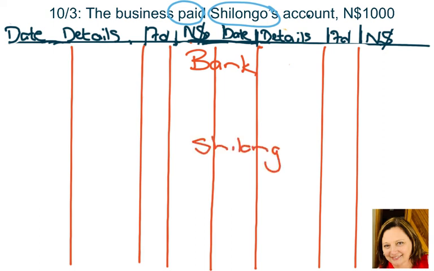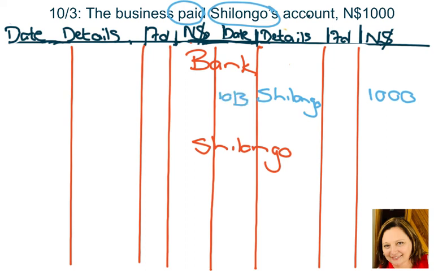All right. What happened to my bank? The bank is an asset. Normally assets will increase on the debit side, but since I made a payment, it will decrease on the credit side. So on my credit side, I will have a 1,000. My contra account is Shilongu because I paid Shilongu. My date will be on the 10th.